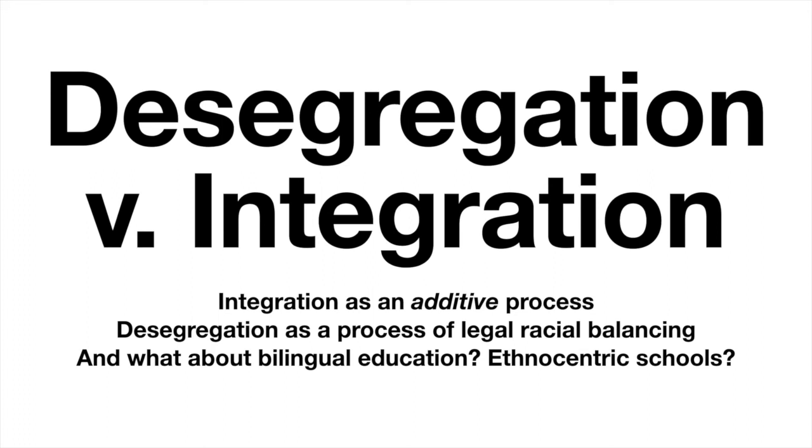And then, as we read about in the San Miguel article, bilingual education raises a whole other question. Because bilingual education, by definition, is going to create segregated school environments. And yet, it is a right in the United States. And so how do we balance ideas such as bilingual education and ethnocentric schools, right? Like the African American Immersion Academy here in Milwaukee. How do we balance those with ideas of separate being inherently unequal? And the idea of integration as an additive process versus racial balancing.